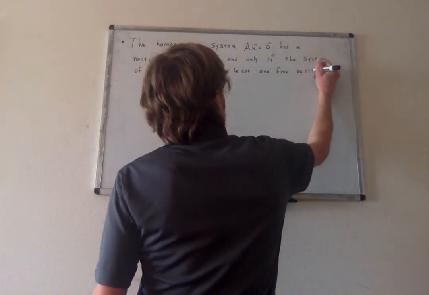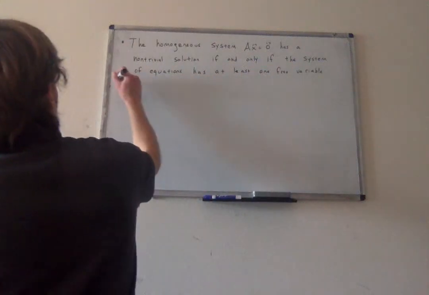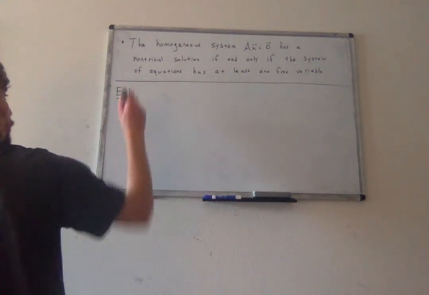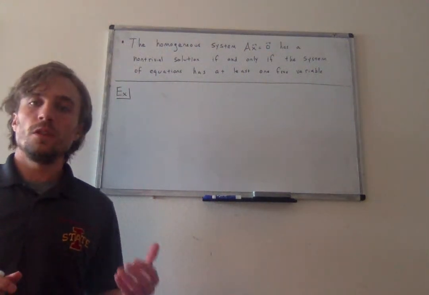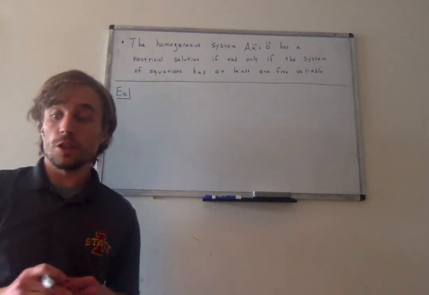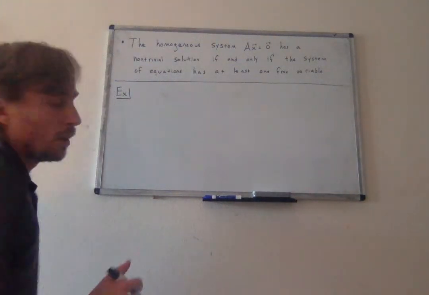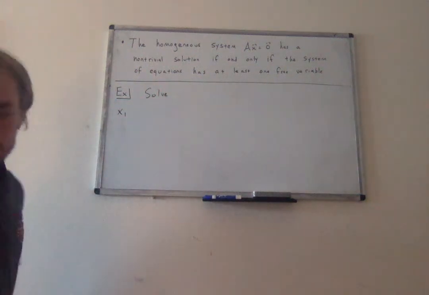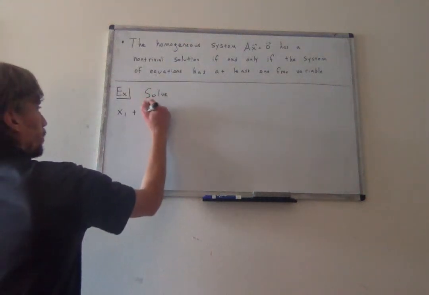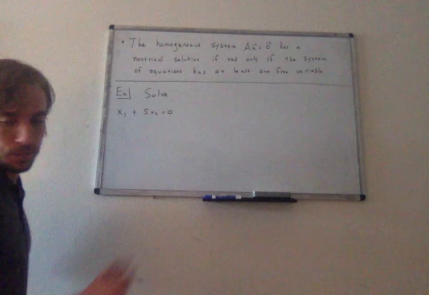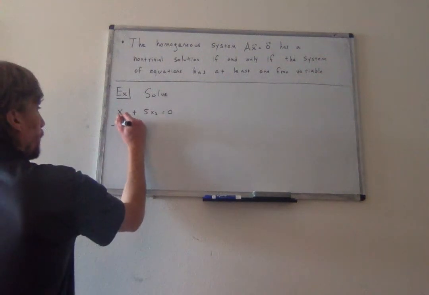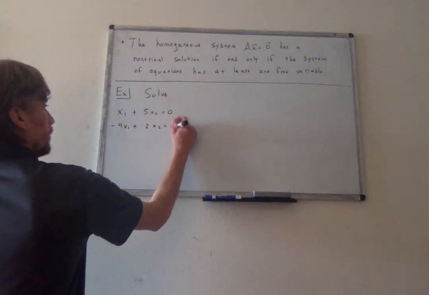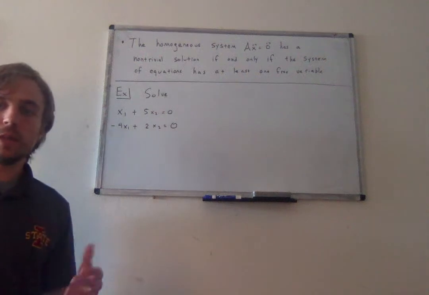You could see in the last example why a free variable gives me a non-trivial solution. But now I want to end with an example of why having no free variables will correspond to no non-trivial solutions. So again, we're going to solve this slightly shorter linear system. x1 plus 5x2 equals 0, and negative 4x1 plus 2x2 is equal to 0. And again, I recommend you pause the video here, set up the augmented matrix, and solve it for yourself.